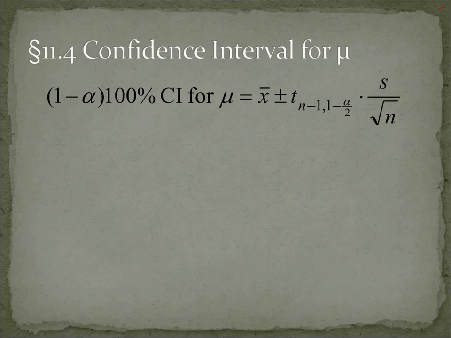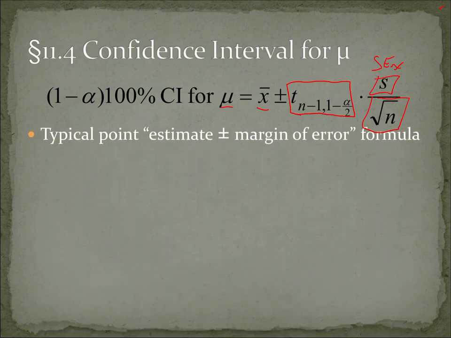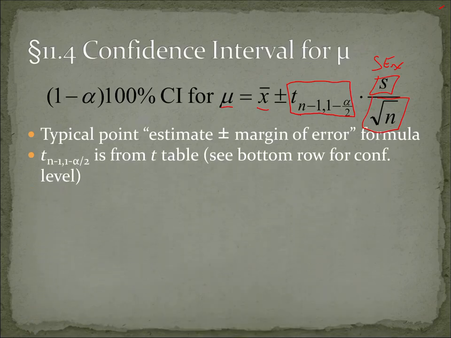So remember, we have the 1 minus alpha times 100% confidence interval for mu, which would equal x bar plus or minus t of n minus 1, which is our degrees of freedom, comma, 1 minus alpha over 2, which is going to tell us our cumulative probability, multiplied by our standard error of x, which is notated as the standard deviation divided by the square root of n. So our typical point estimate plus and minus the margin of error formula.